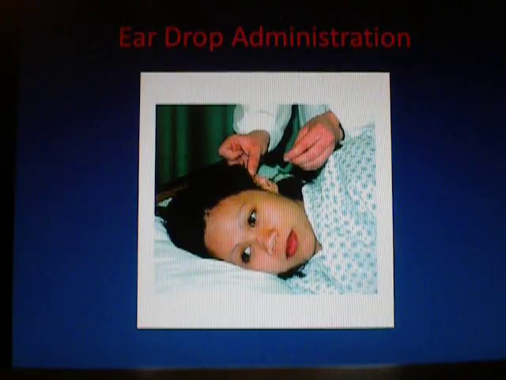Release the pinna and gently press on the tragus a few times to help move the medication from the canal toward the tympanic membrane. If ordered, loosely place a cotton ball to prevent medication from leaking out. After instilling the drops, have the patient remain in this position for 5 minutes or as directed by the medication instructions. This prevents medication from leaking out.